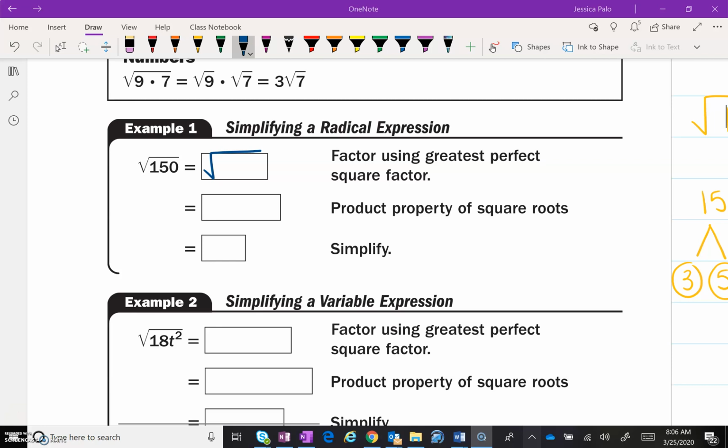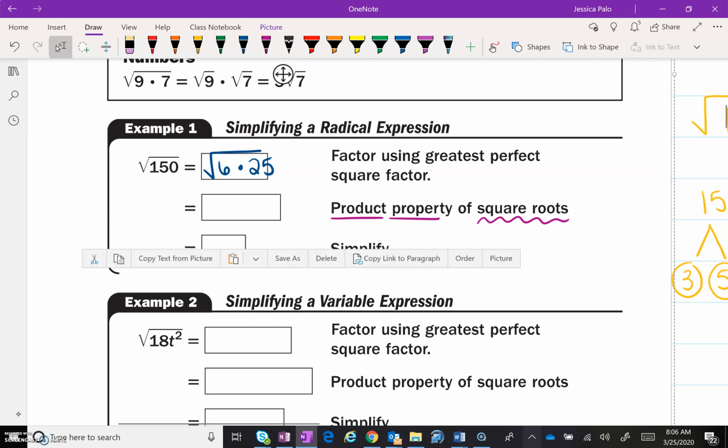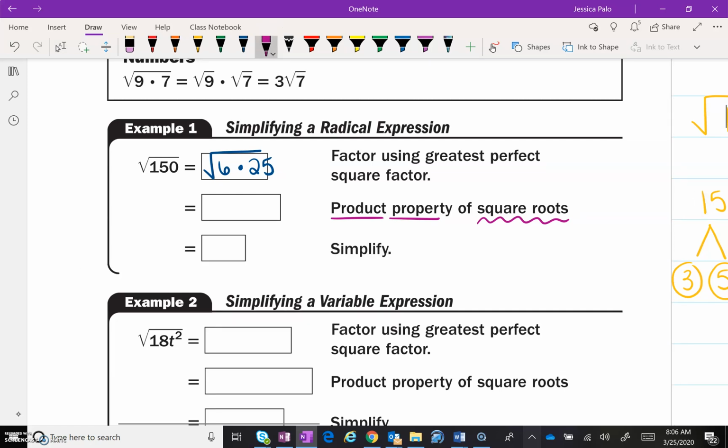150 can be broken into 6 times 25. Radical 150 equals radical 6 times 25. So if we use the product property of square roots, the product property of square roots tells us that every factor inside the radical can get its own house. It can get its own radical, so everyone gets a separate home. Social distancing, right? So we are going to socially distance these two factors.